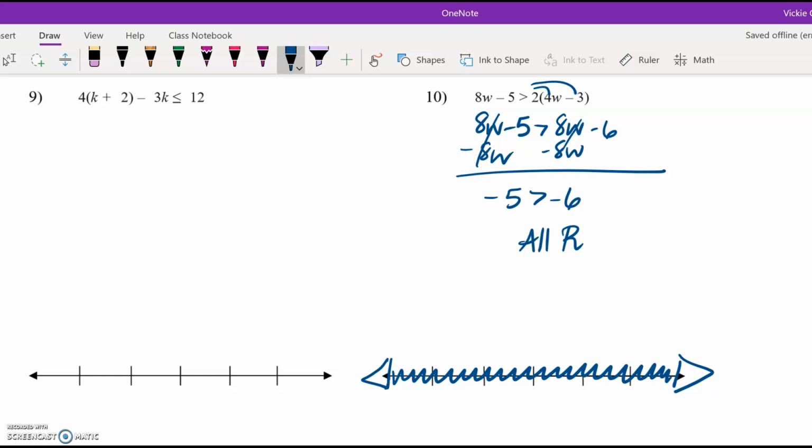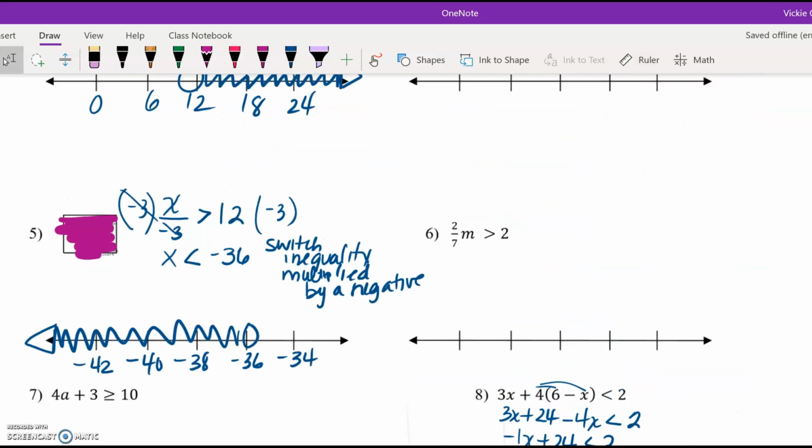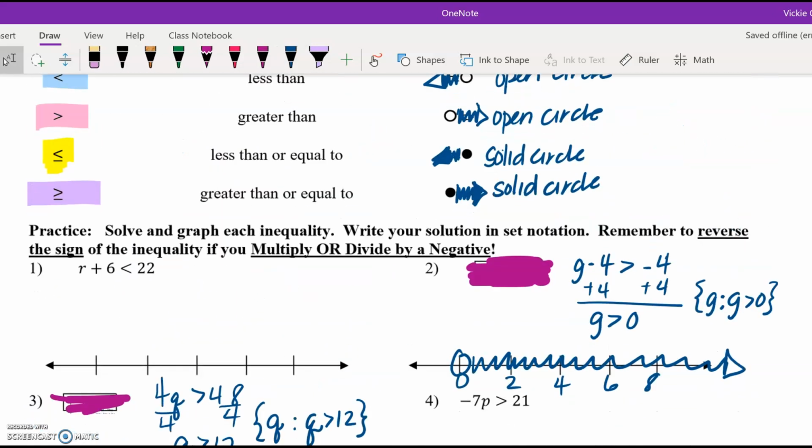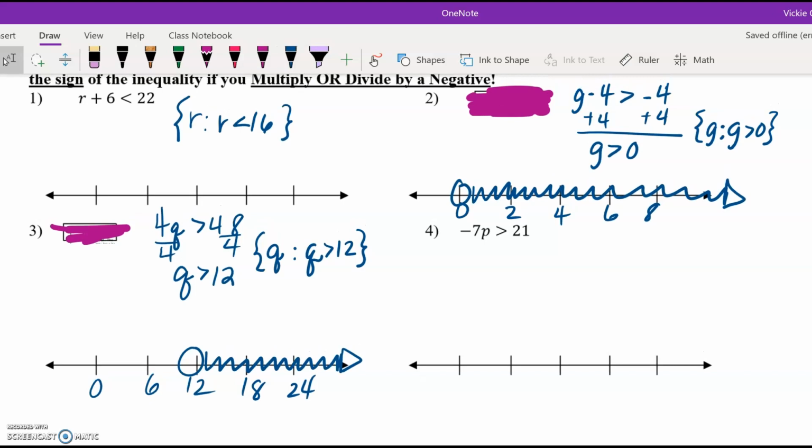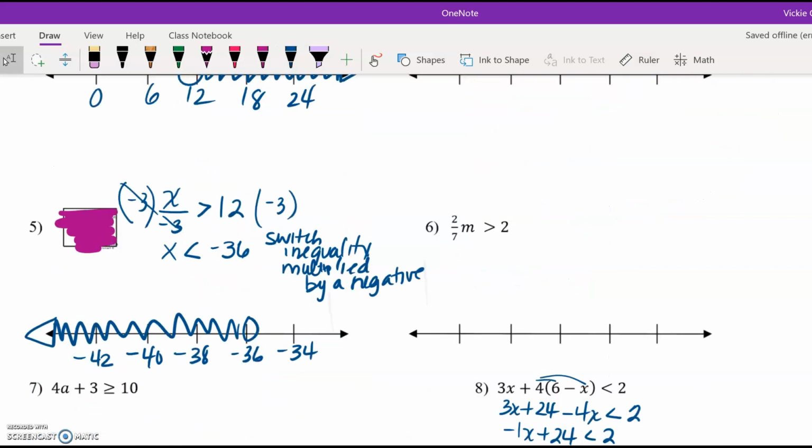Okay, let's stop here. But before I do, let me put the answers that you should get for the ones that you're going to try on your own. Number 1, you should have r such that r is less than 16, and then when you graph you'll have an open circle to the left. Number 4, you should have p such that p is less than negative 3. Watch if you're dividing or multiplying by a negative. That's also an open circle on negative 3 going to the left.